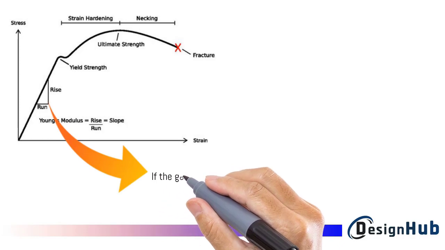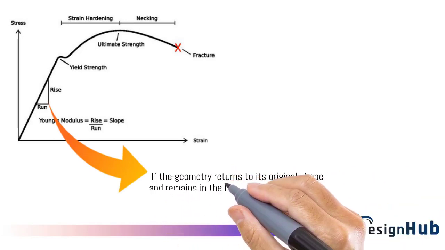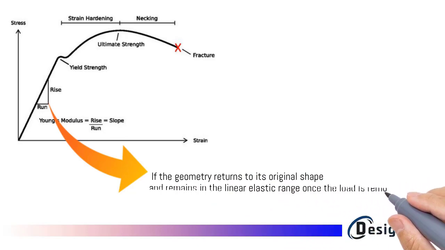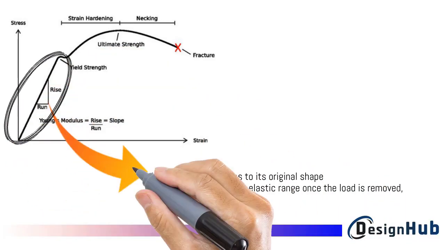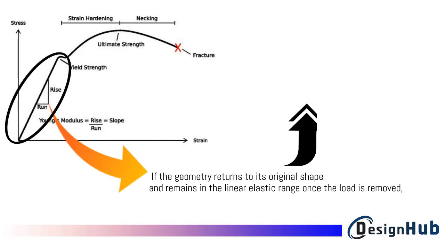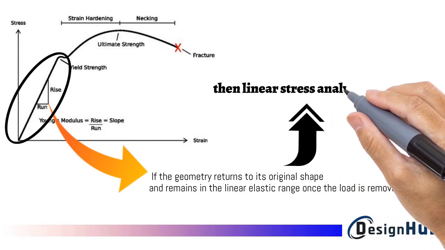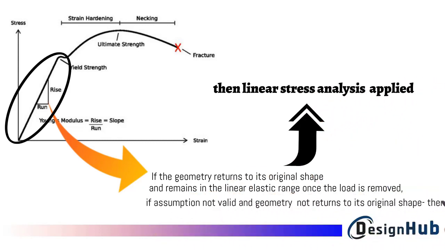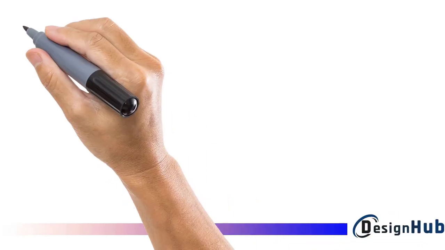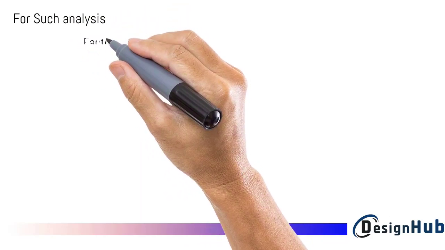If the geometry returns to its original shape and remains in the linear elastic range once the load is removed, then linear stress analysis is applied. If not, or if any assumption is not valid, then go for non-linear analysis. Static analysis is validated through factor of safety.